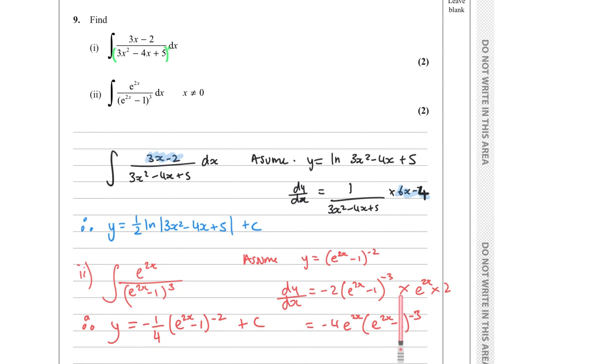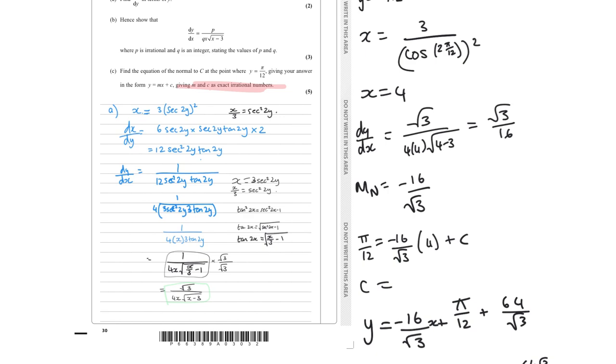I then need to multiply by the differential of this bracket, which is e to the 2x minus 1 differentiates to e to the 2x. Now don't forget, e to the 2x, that means that that bracket is also 2x, doesn't it? So then I have to multiply by the differential of that bracket, which is in fact 2. That gives me minus 4e to the 2x, e to the 2x minus 1, all to the power of minus 3. However, you can see we don't have minus 4 lots here, do we? We just have 1. So I need to divide by negative 4, or multiply by negative a quarter, and plus c, okay, to get back to that. Nice and simple?